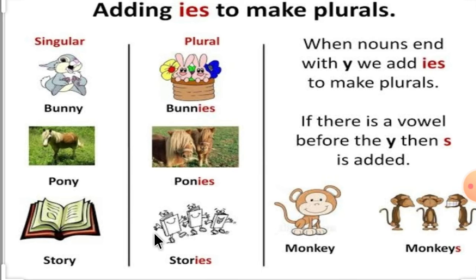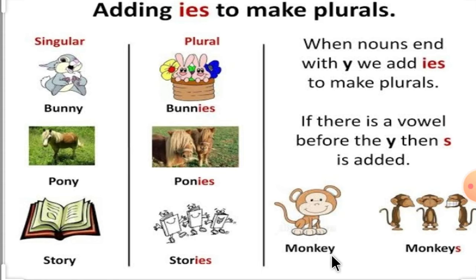Story, stories. So, when nouns end with y, we add ies to make plurals. If there is a vowel before the y, then s is added. See the example. Monkey, monkeys.